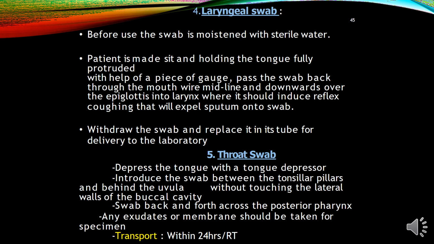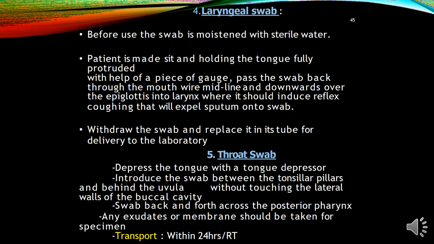Laryngeal swab. Before use, the swab is moistened using sterile water. The patient is made to sit and hold the tongue fully protruded with the help of a piece of gauze. Pass the swab back through the mouth via the midline and downward over the epiglottis to the larynx, where it should induce reflex coughing, helping expulsion of the sputum onto the swab. Withdraw the swab, replace it in its tube and deliver it to the laboratory.